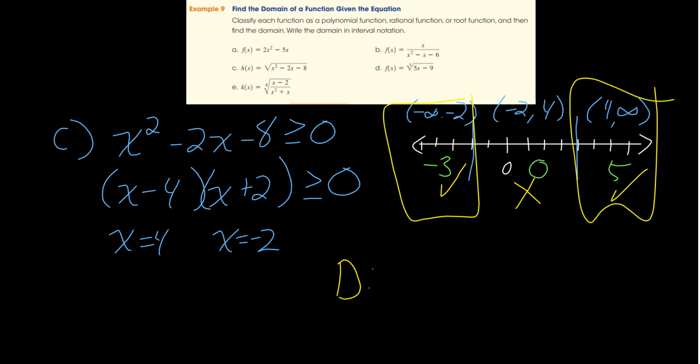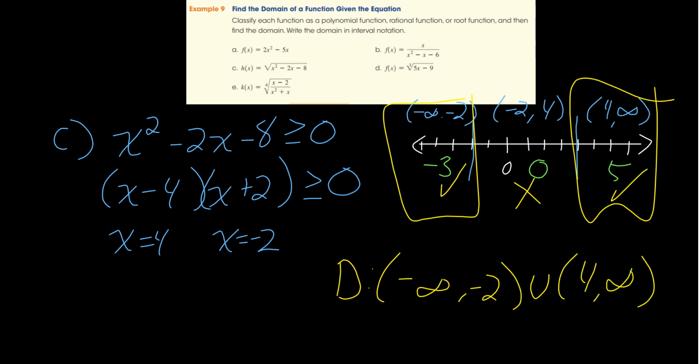So it is negative infinity to negative 2 unioned with 4 to infinity. Okay, I'm going to do D, and I'm going to let you think about E, because we're very long here. So D, what's the domain of D?